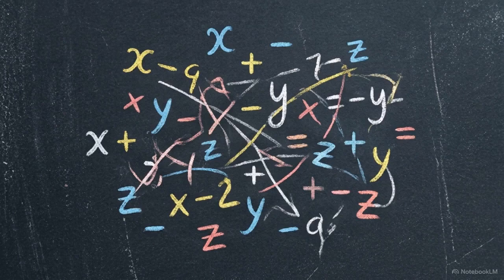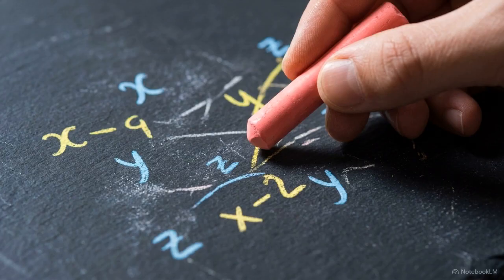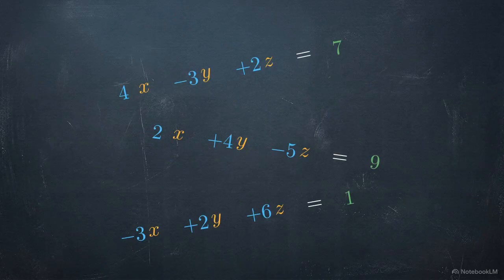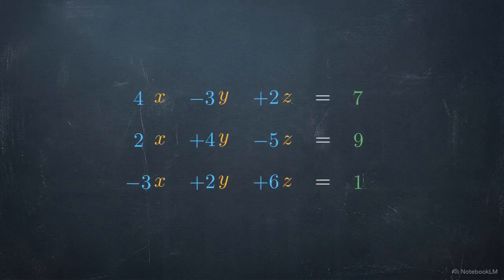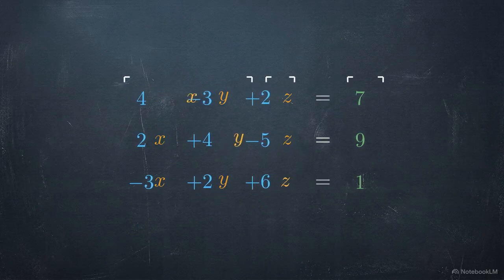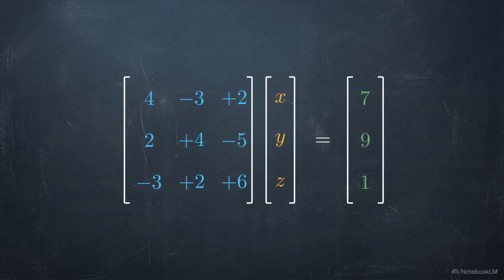Looking at a system of three linear equations can feel overwhelming. The variables are scattered, and it is difficult to see the underlying structure of the problem. We can snap this chaos into an organized, readable grid using the matrix equation AX equals B. This bracket format pulls the coefficients, variables, and outputs into their own distinct blocks.